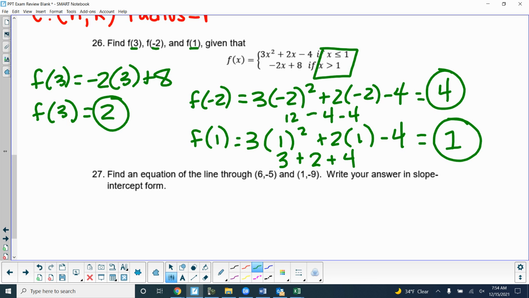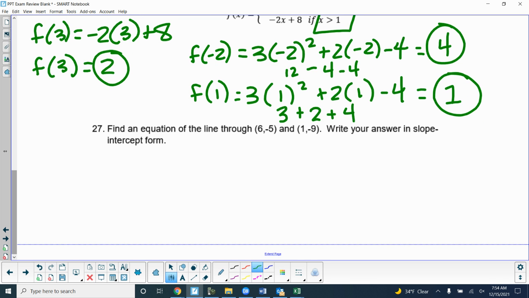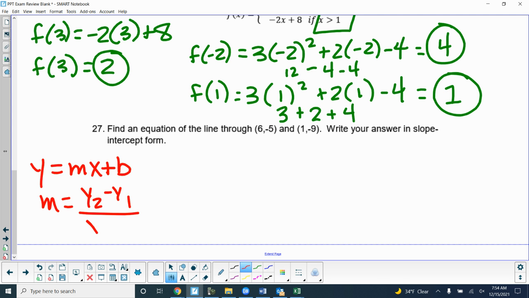Number 27, we're looking for an equation of a line through 2 points. And you have to put it in slope-intercept form. So they want it in y equals mx plus b form. All right, how do I find m? y2 minus y1 over x2 minus x1. All right, so put your slope formula on your card. All right, so y2 is -9 minus y1 -5 over x2 1 minus x1 6.